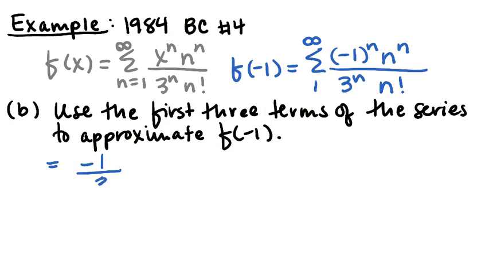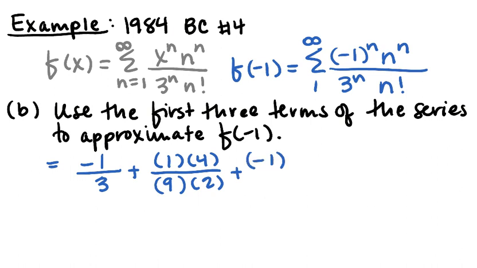1 factorial. Plus, negative 1 to the 2 power is positive 1, 2 to the 2 is 4, and then divide by 3 to the 2 and 2 factorial. You could simplify this if you felt like it, but you don't have to. And then I'm going to add, when n is 3, I want the first 3 terms. So that's going to be negative 1 to the 3 is negative 1, and 3 to the 3 is 27, divided by 3 to the third is 27 times 3 factorial is 6.